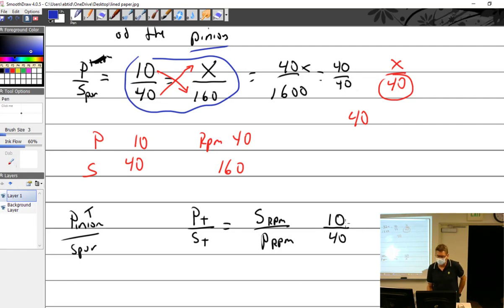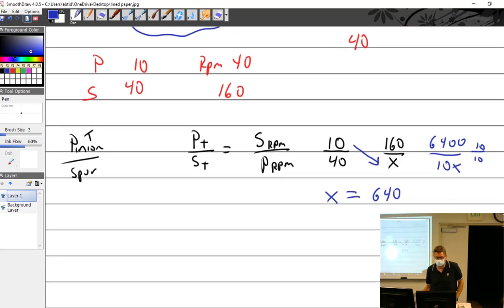So now it's flipped. So when I cross multiply this time, I'm going to get 10x equals 160 times 40, which is 6,400. Okay, that's looking a lot different. Okay, divide both sides by what? 10. And so I get x equals 640. Well, that's a whole lot different than the 40 we had before, isn't it?